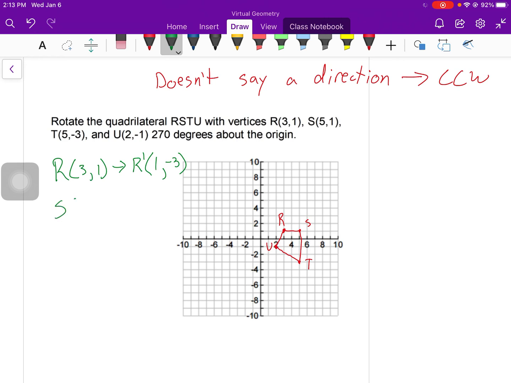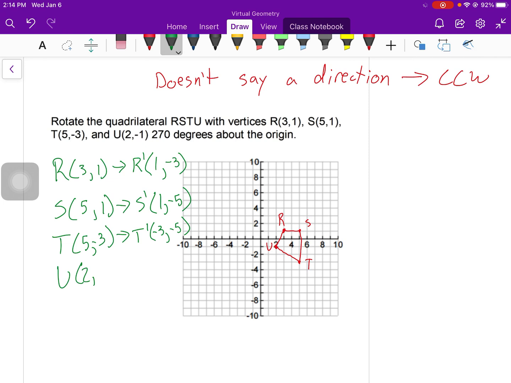All right. Same thing with S. S was at 5,1. That's going to go to S prime, which will be 1, -5. T of 5, -3 becomes T prime, which is -3, -5. Or U, which was at 2, -1, goes to U prime, which is -1, -2. Those are using our rules.